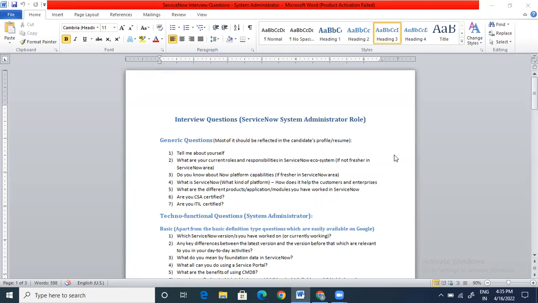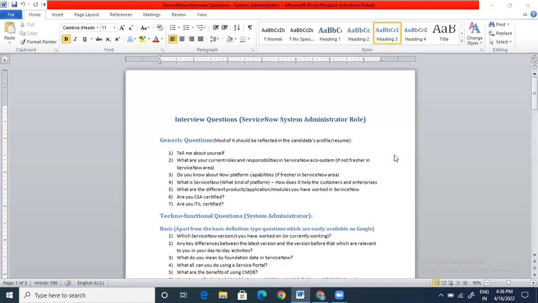We will not be covering those questions which are quite obvious in nature, because this is expected from a ServiceNow system administrator, who has done the ServiceNow fundamentals course already. He has passed a certificate, which means he has a basic idea of what is what. You can always find those kind of questions on the internet very easily.